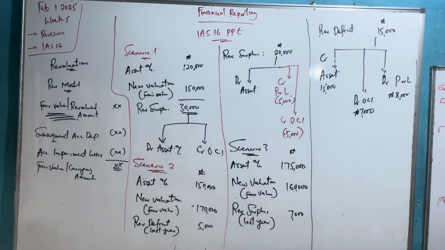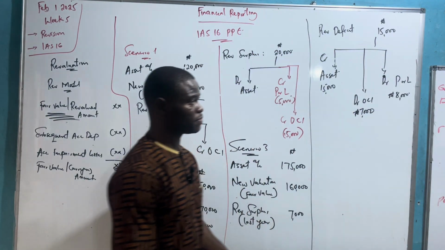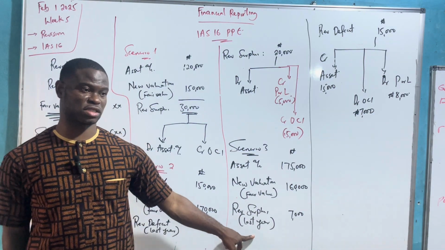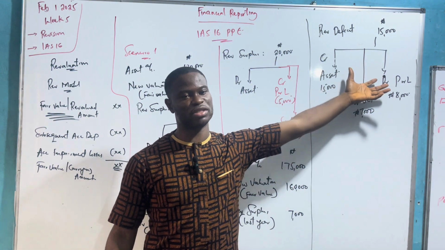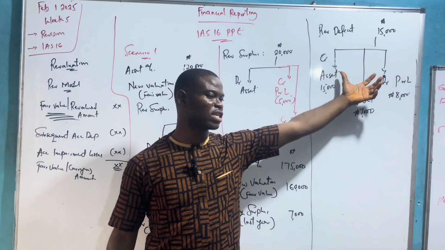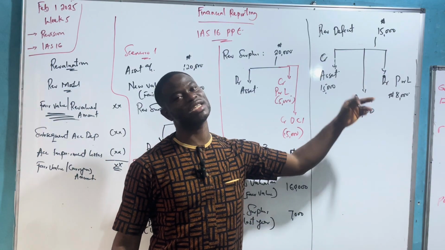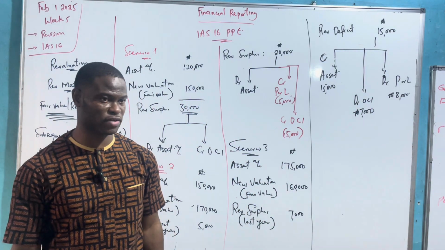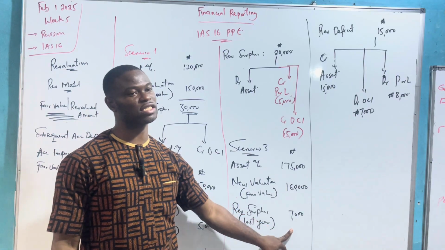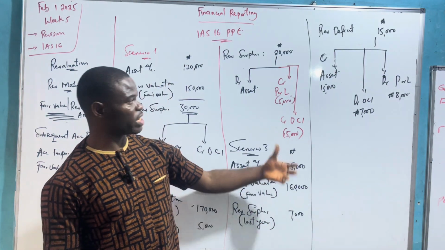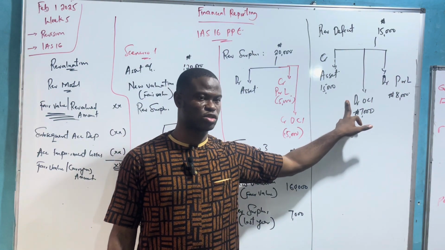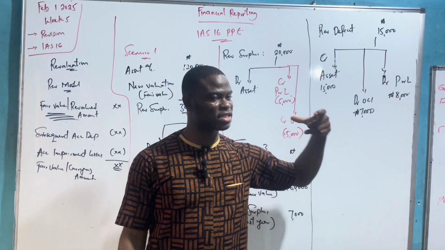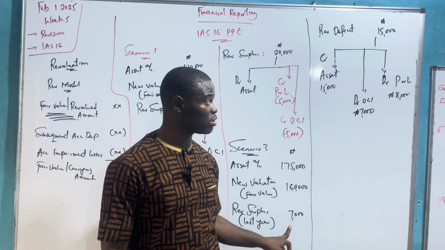Which will be how much? 8,000. To the extent that, since we had a previous surplus last year, you cannot take the entire 15,000 as a debit to P&L. Everything cannot go there. We have to net off that previous surplus first. The surplus we had last year of 7,000 is a credit entry. So to net it off, we pass a debit to OCI to the extent of that surplus, which is 7,000.